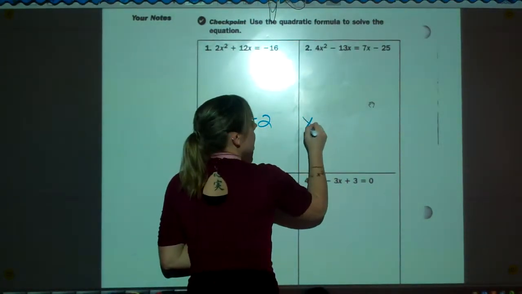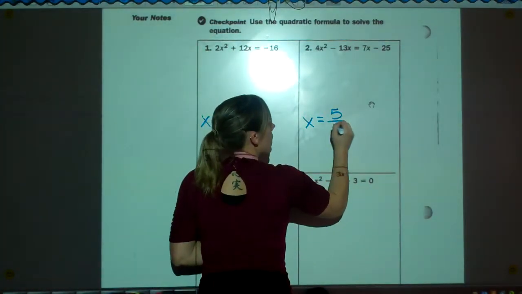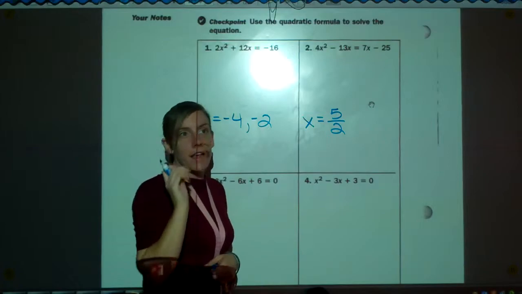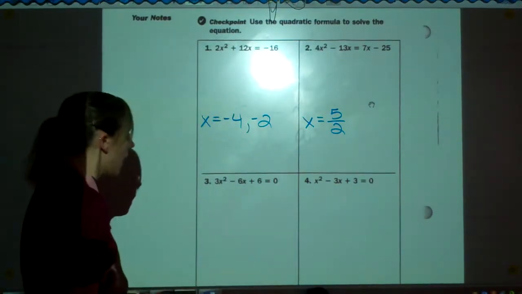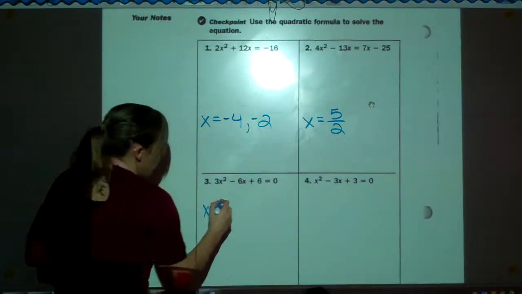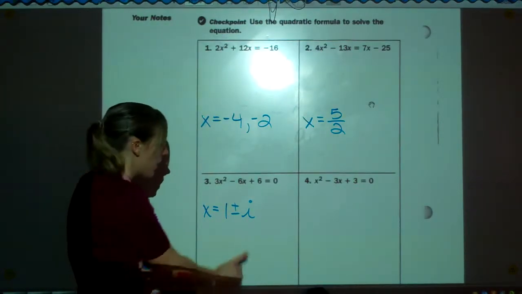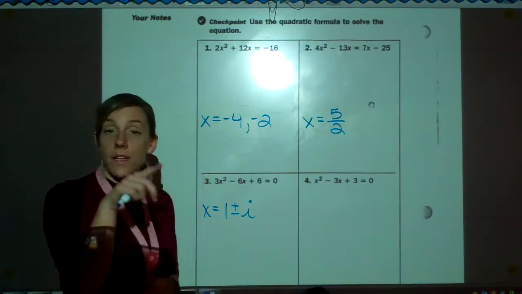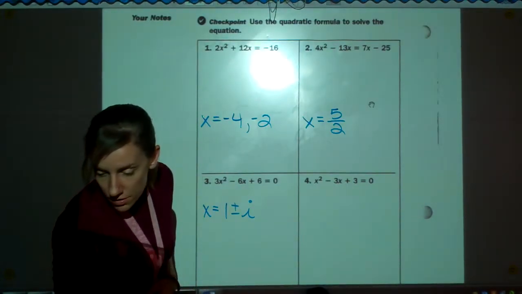Okay, the answer for number 2 is 5/2. So that must mean that underneath the radical it should cancel out to a 0, just as a hint. And then the answer for number 3 would be 1 plus or minus i. So it looks like it simplifies pretty well, and there is an imaginary, so there should be a negative underneath your radical. And then the last one looks like it's pretty heavy.